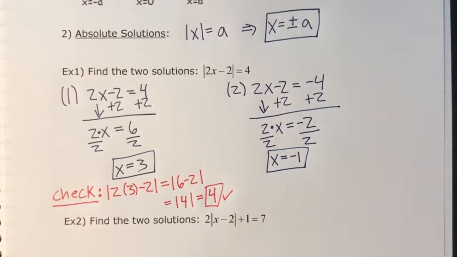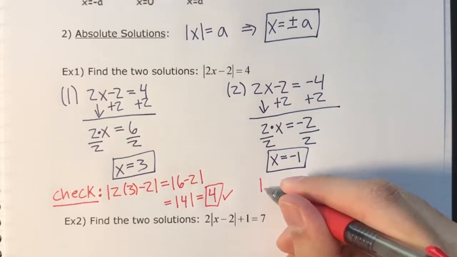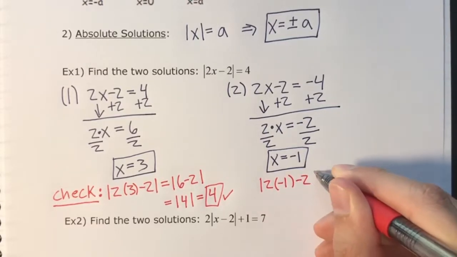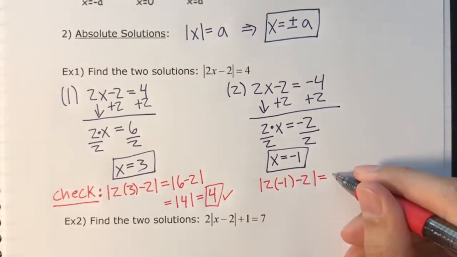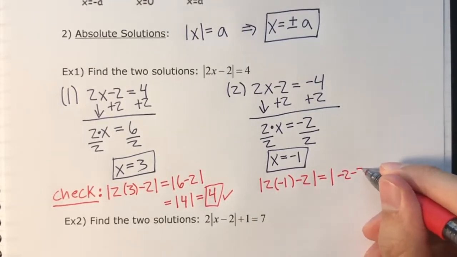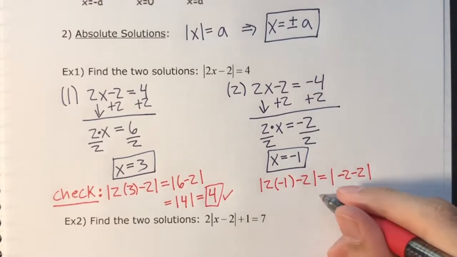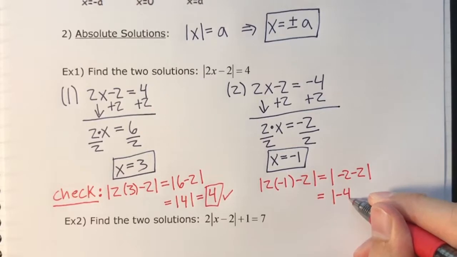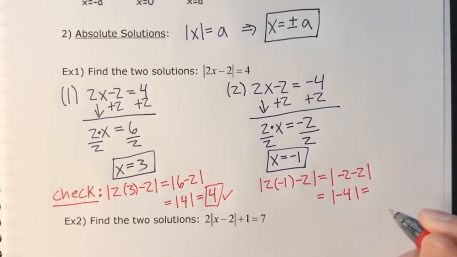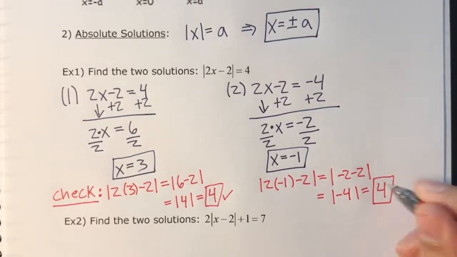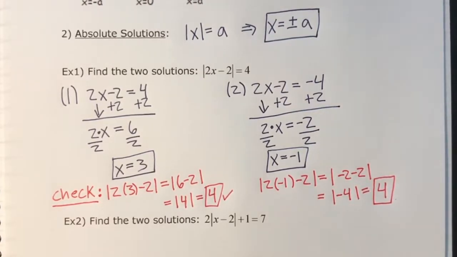Now let's check if this is an answer. Okay, so 2, instead of x, we're going to put minus 1, minus 2. Now what's 2 times negative 1? That's negative 2 minus 2. Negative and negative, we're going to add them to get negative 4. What's the positive version of negative 4? That's positive 4.